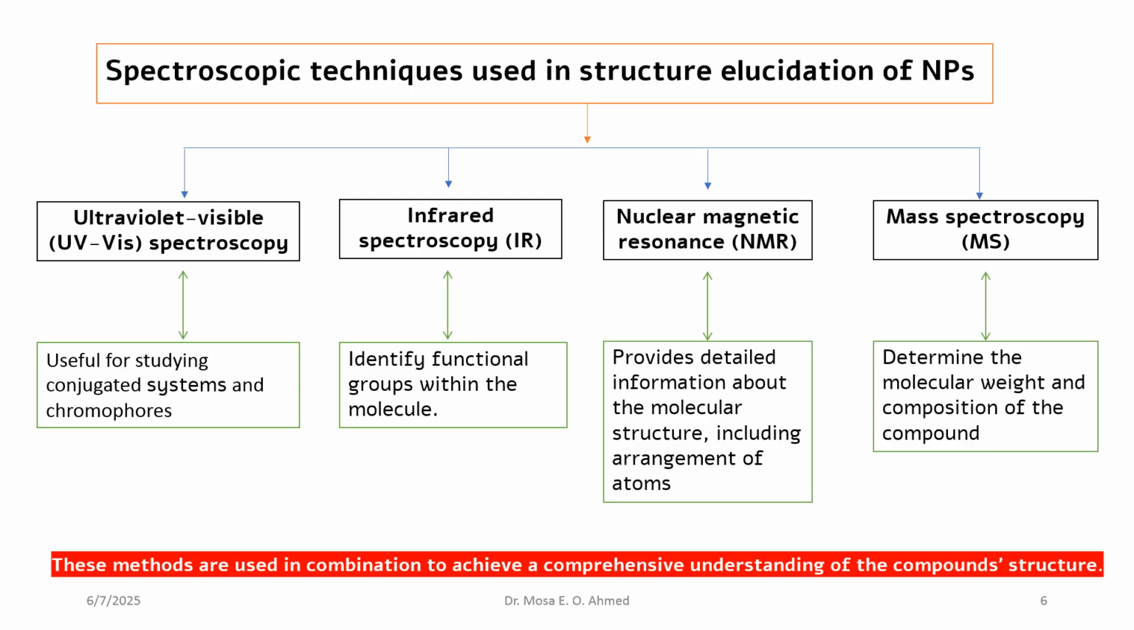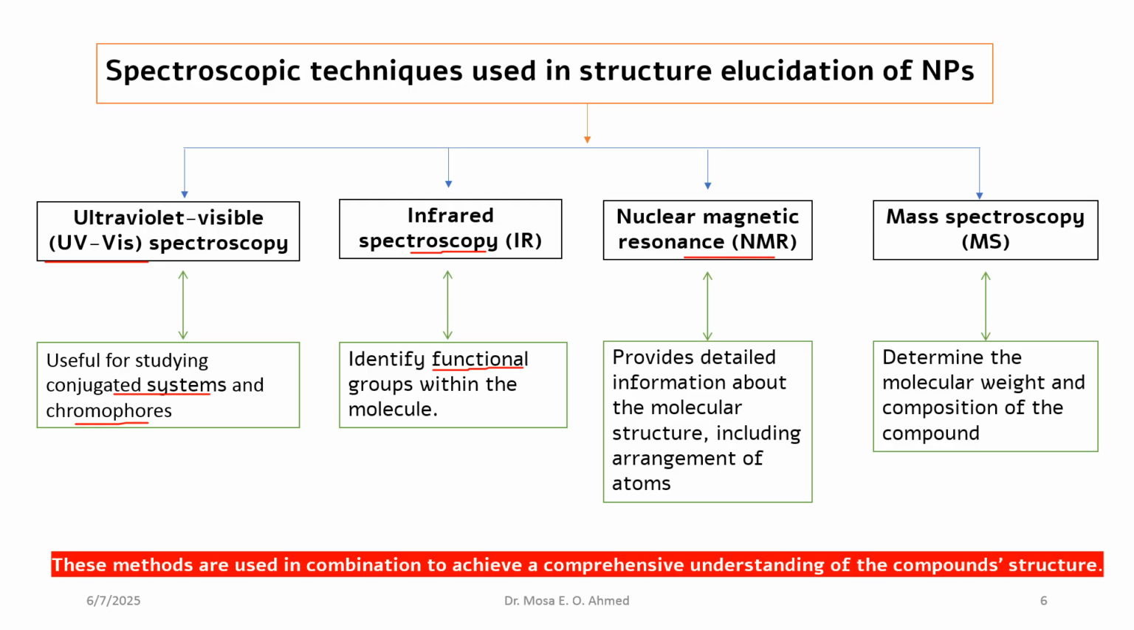The spectroscopic techniques used in structural elucidation of natural products, which we speak about in detail in this lecture, is the use of ultraviolet visible spectroscopy, UV visible, which is useful for studying the conjugated system and chromophores. Also, we speak about IR spectroscopy, infrared, which is used to identify functional groups within the molecule, determine the carbonyl, carboxyl group, aldehyde, keto group, and so on.